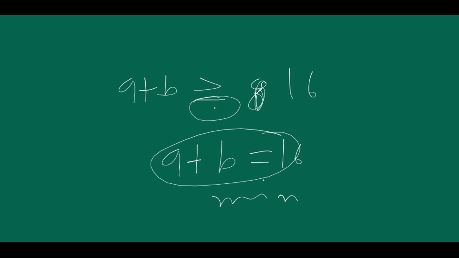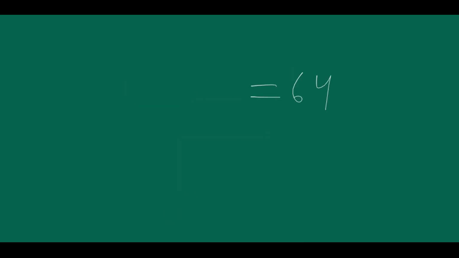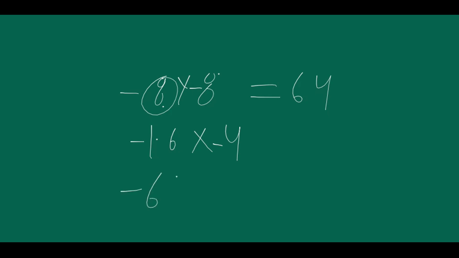We are also given two distinct integers. This minimum condition is satisfied when A equals B, so we have to take the product manually. 64 means 8 into 8. If we double this number, 16 into 4, 4 into minus 1, so the product is minimum.